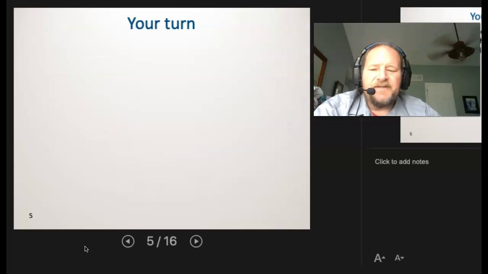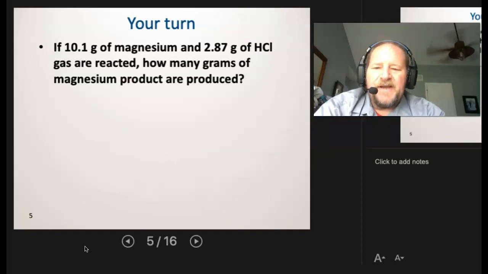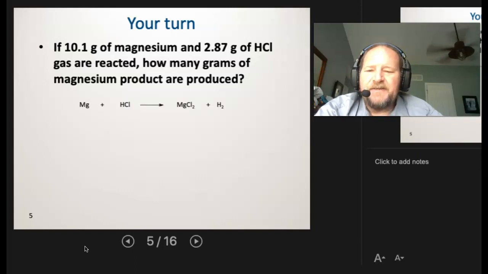All right, so here we go. Another old test question. If I have 10.1 grams of magnesium and I react it with 2.87 grams of HCl, how many grams of magnesium product are going to be formed? All right, so the first thing we need is what? A chemical reaction. So that's going to be magnesium plus HCl goes to magnesium chloride plus H2. What do I need next?